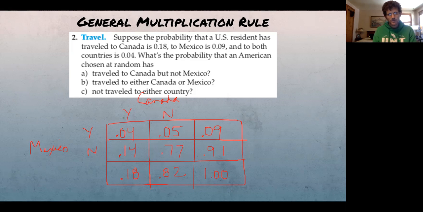Okay, so now we can answer these questions. The probability that someone has traveled to Canada but not Mexico: yes Canada, no Mexico. Well, there it is, 0.14. Traveled to either Canada or Mexico. What's that probability going to be?